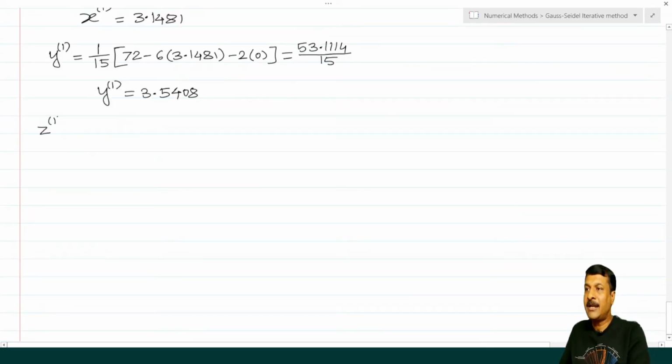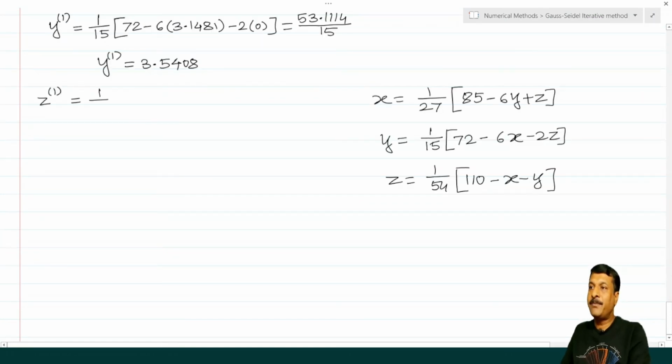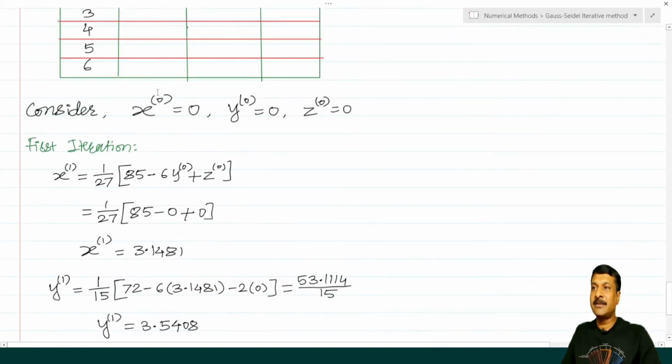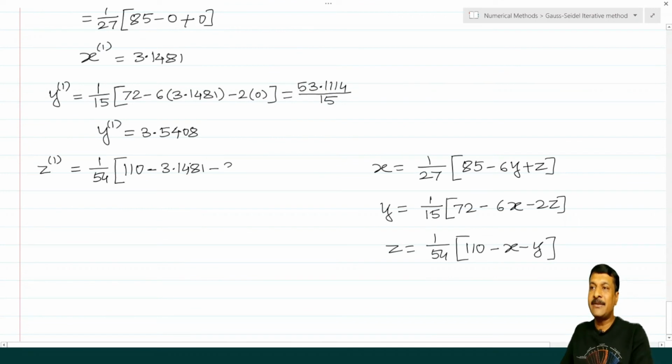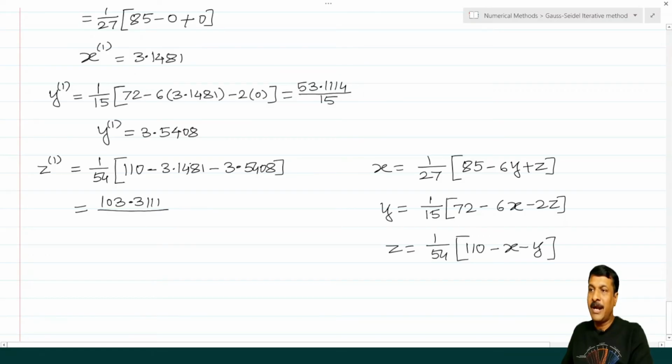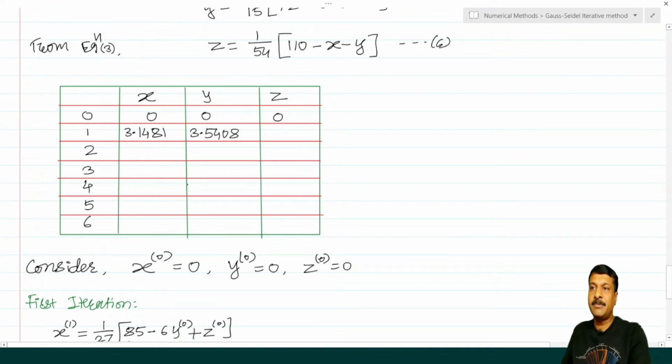Now z at first position. So 1 by 54 in bracket 110 minus x at recent value 3.1481 and value of y recent value is 3.5408. By calculator you find this value. So I am getting here 103.3111 divides 54, means recent value or first position of z value is 1.9132. So put in table 1.9132.